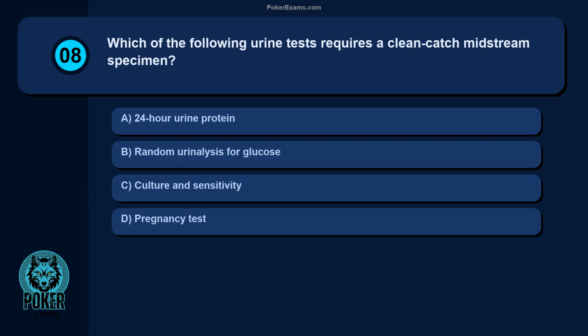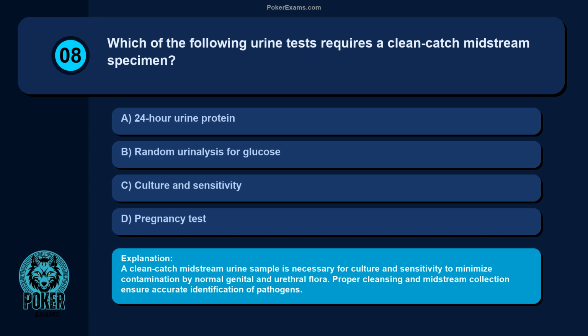Question 8. Which of the following urine tests requires a clean catch midstream specimen? 24-hour urine protein. Random urinalysis for glucose. Culture and sensitivity. Pregnancy test.